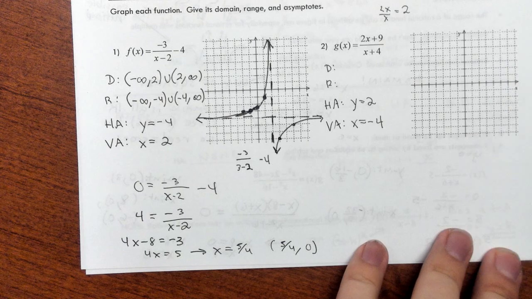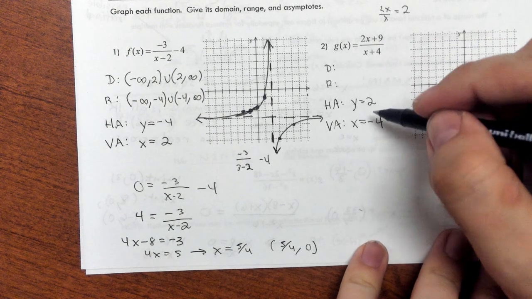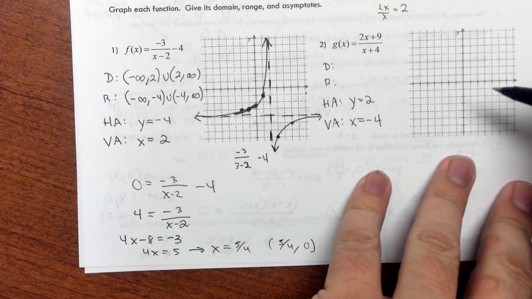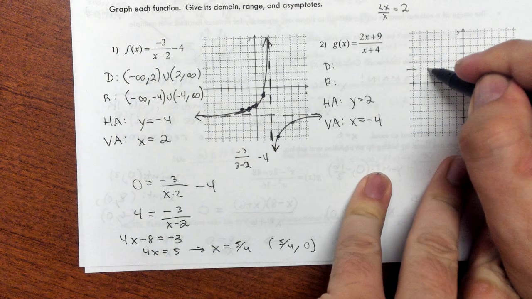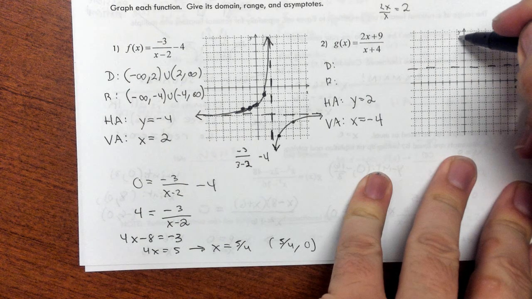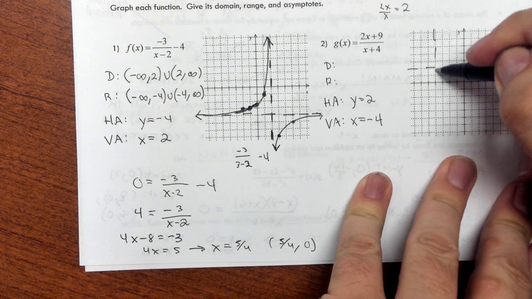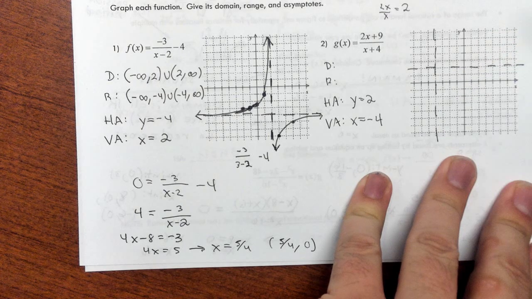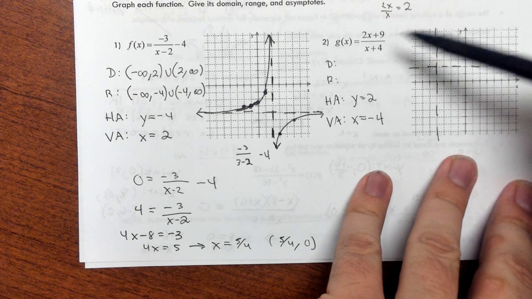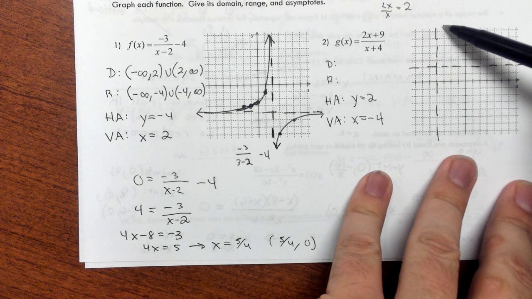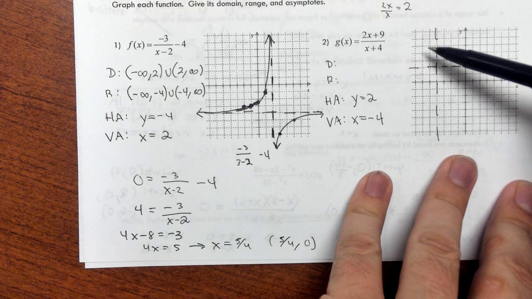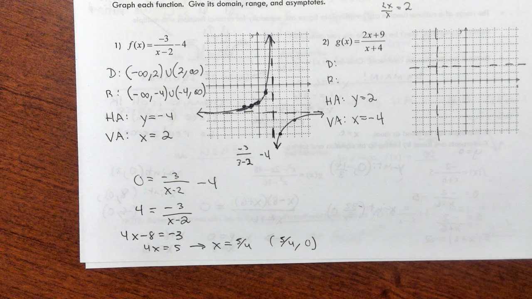For my domain, I know I will have to exclude both of those things, but again, I'm going to graph this just to make sure. Y equals 2 is up here. X equals negative 4. 1, 2, 3, 4. And I expect, since these are both linear binomials, that my curves will either be up here and down here, or in this quadrant and this quadrant formed by the asymptotes.